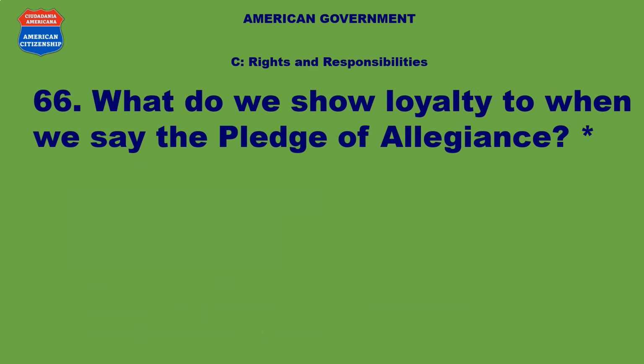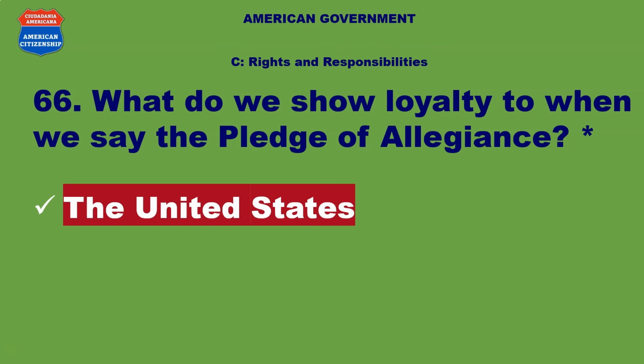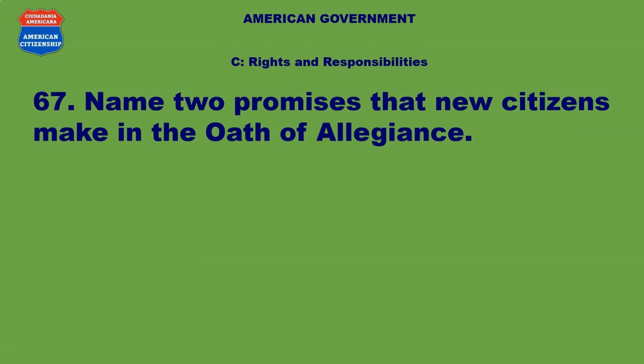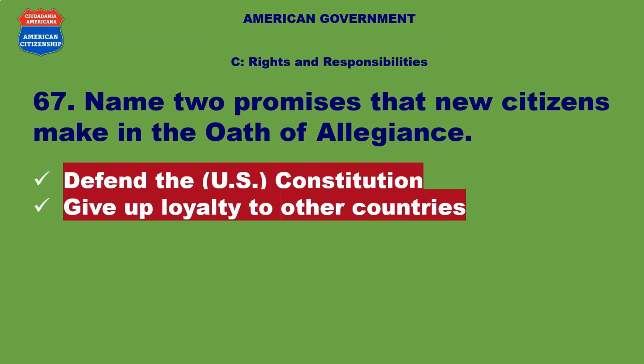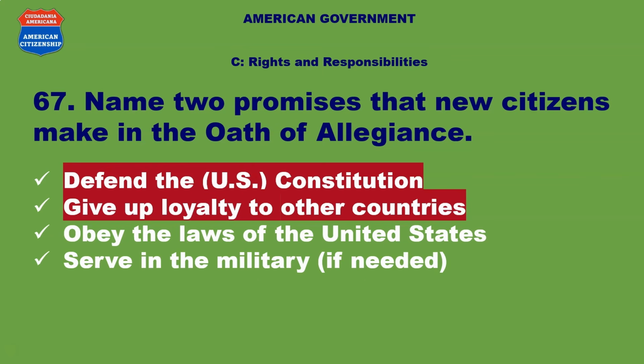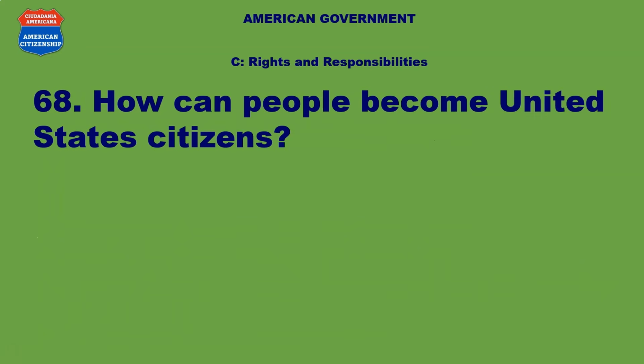What do we show loyalty to when we say the Pledge of Allegiance? The United States. Name 2 promises that new citizens make in the oath of allegiance. Defend the U.S. Constitution and give up loyalty to other countries. How can people become United States citizens? Naturalize.